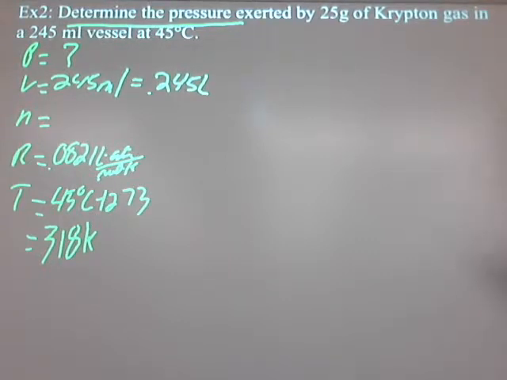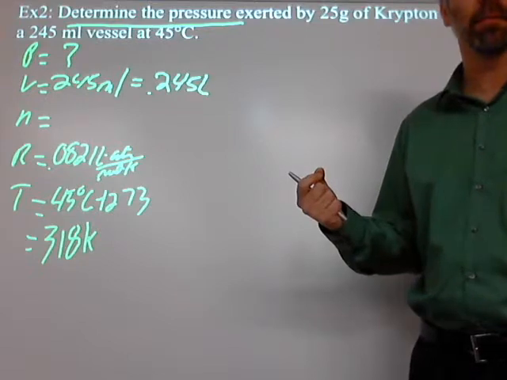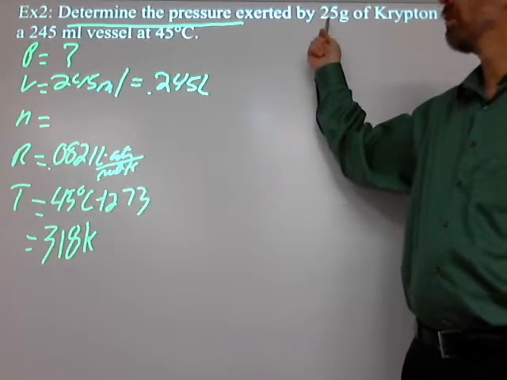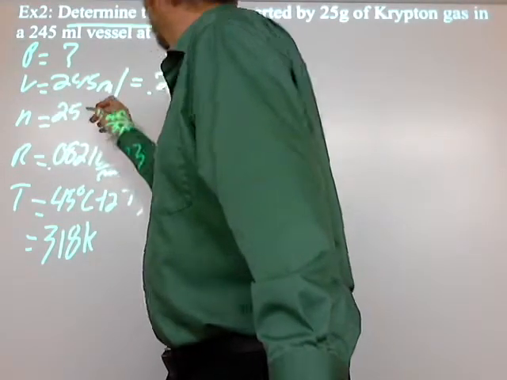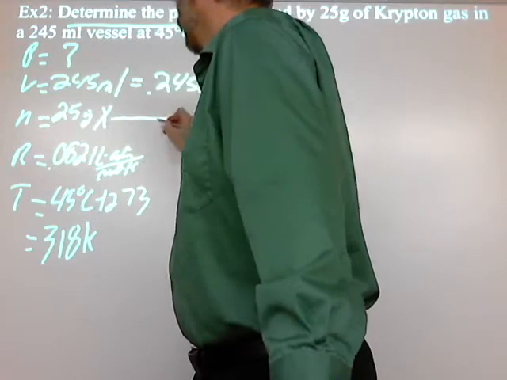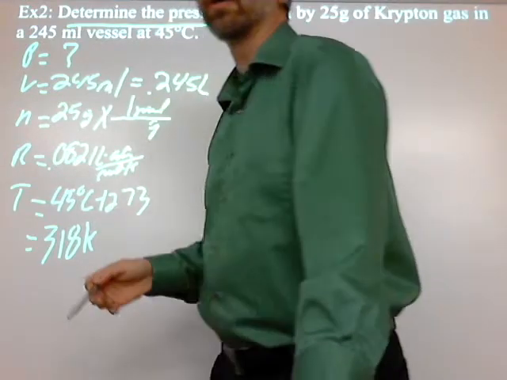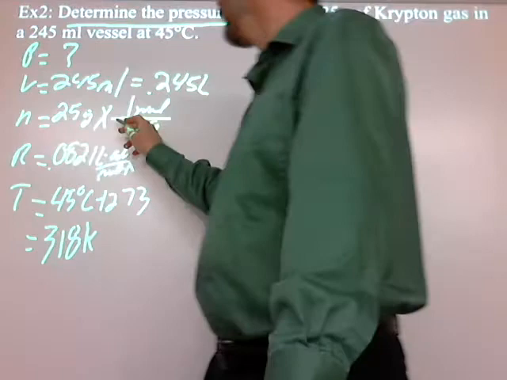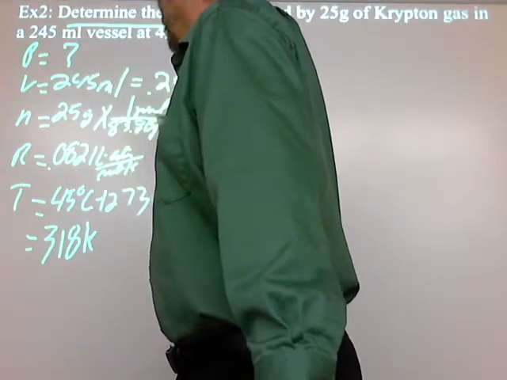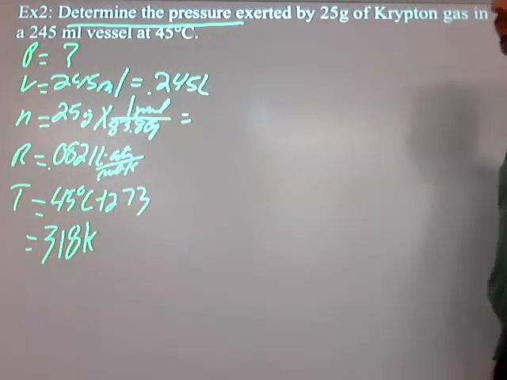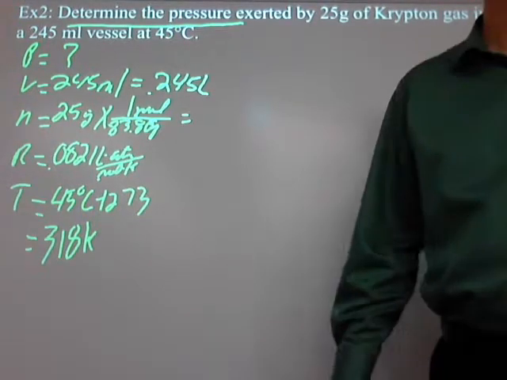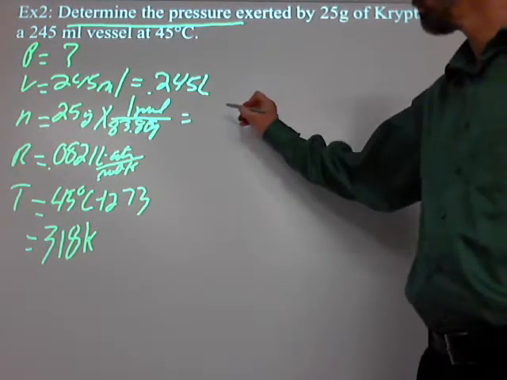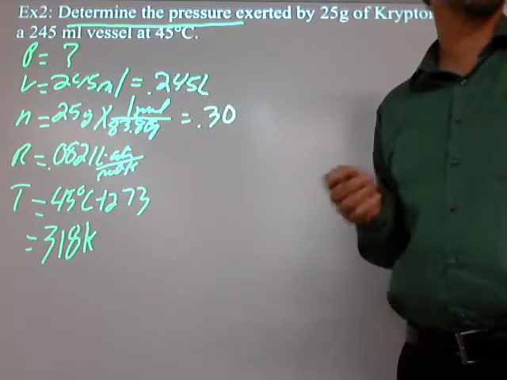Is there something I can convert to moles in this problem? 25 grams of krypton gas. See it? I can take that 25 grams and I can convert him. Grams at the bottom, moles at the top. 1 mole contains, there's krypton up there, 83.80. I can convert him to moles. Do that for me. And let's see what we get for moles. What did you get for moles, Caitlin? 0.30. Anybody else get that?